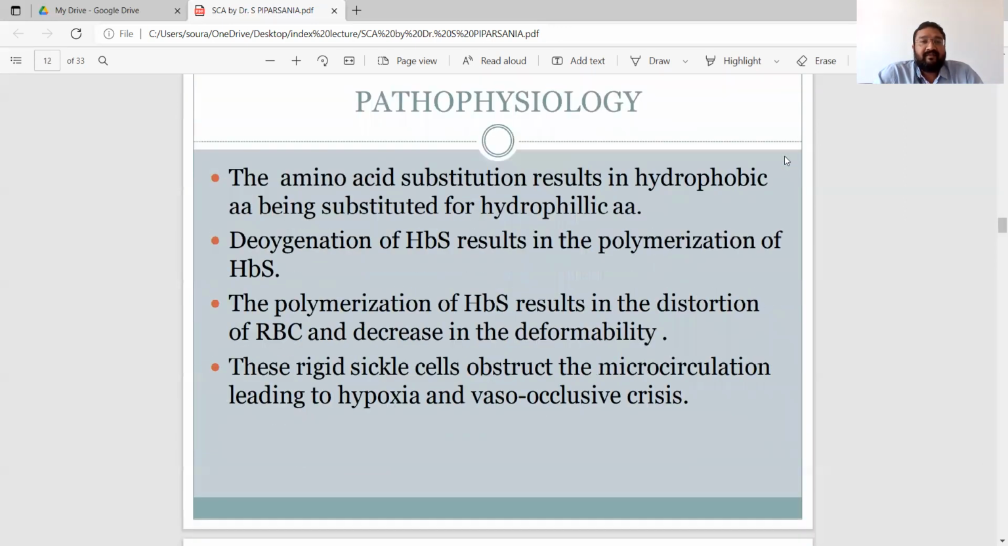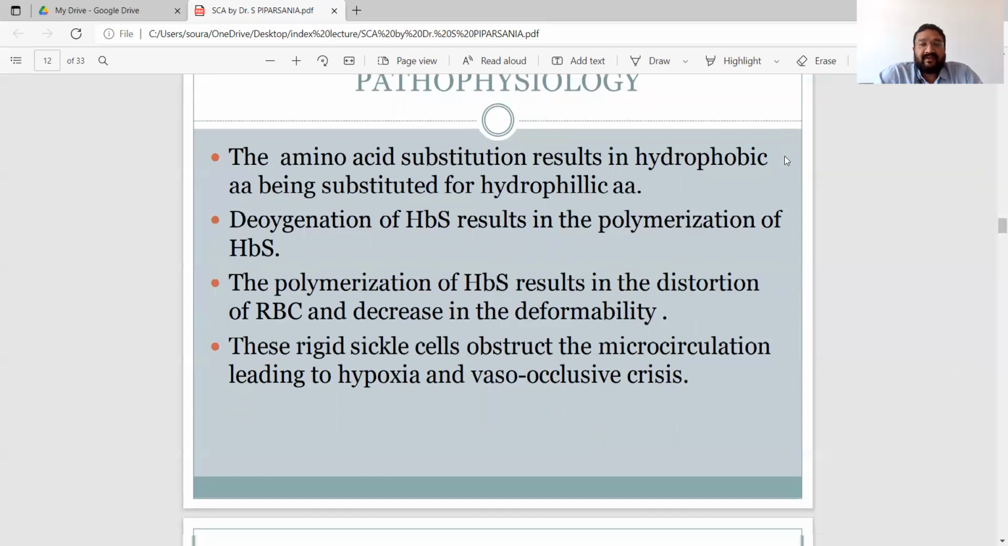Now, what is the pathophysiology? The amino acid substitution results in a hydrophobic amino acid being substituted by a hydrophilic amino acid. Deoxygenation of HbS results in polymerization of the HbS molecule. The polymerization of HbS results in distortion of the RBC and decrease in deformability. These sickle cells obstruct the microcirculation, leading to hypoxia and vaso-occlusive crisis.